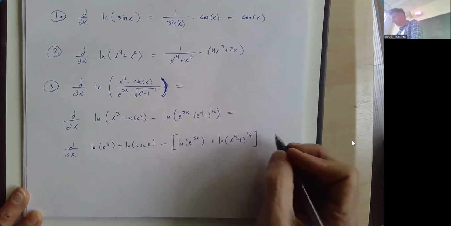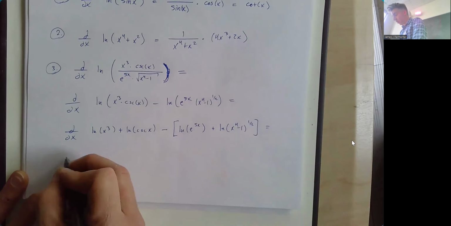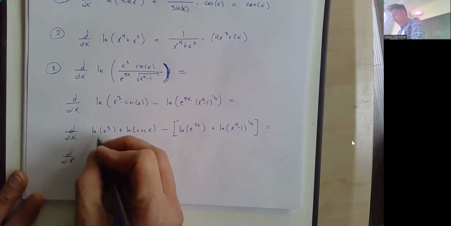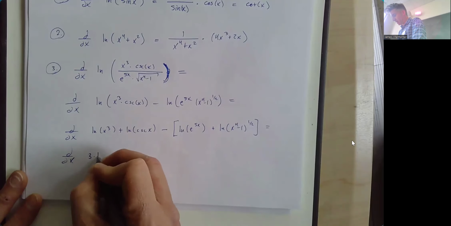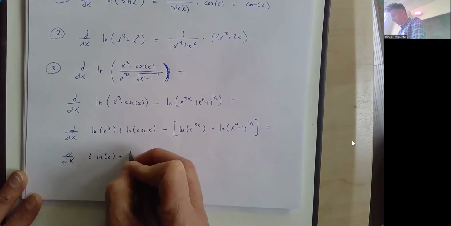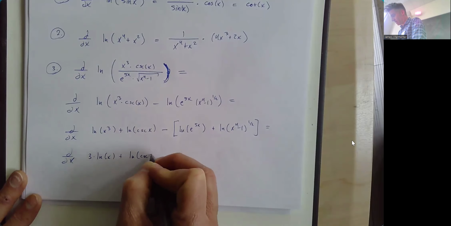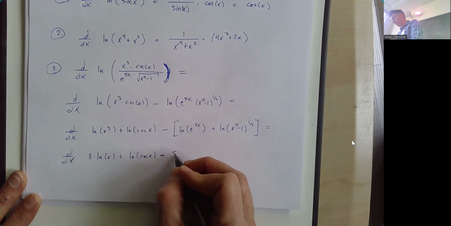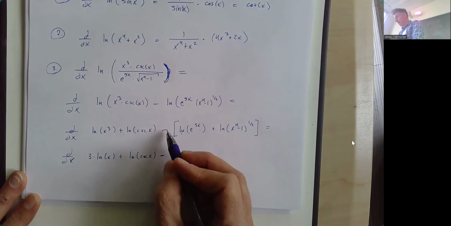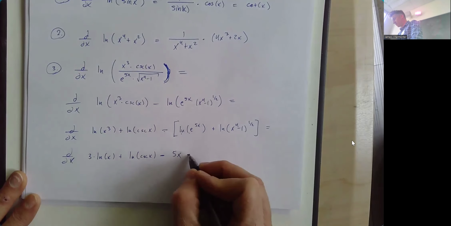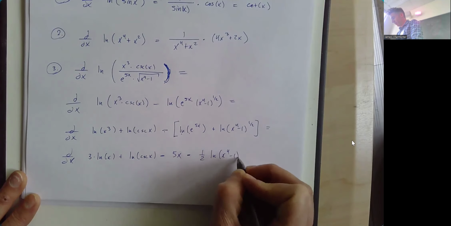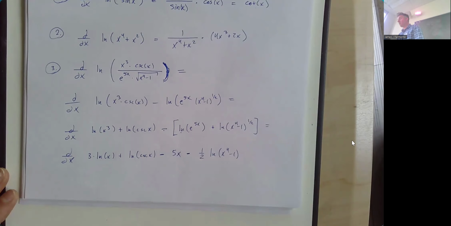One more simplification before we take the derivative. That's why I'm writing the d/dx every time, because I haven't taken the derivative yet. I'm going to write this as 3 times natural log of x plus the natural log of cosecant of x minus the natural log of e to the 5x, which is just 5x. And minus distributes here, I get minus 1/2 natural log of x to the fourth minus 1, bringing that 1/2 down in front. Couple observations here.